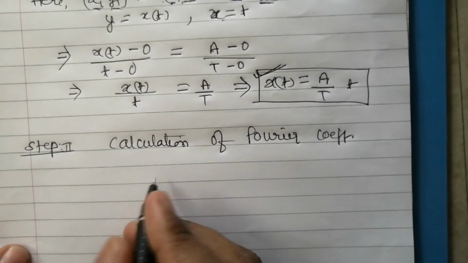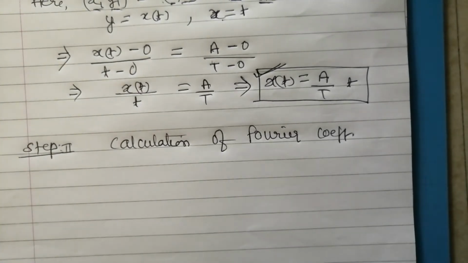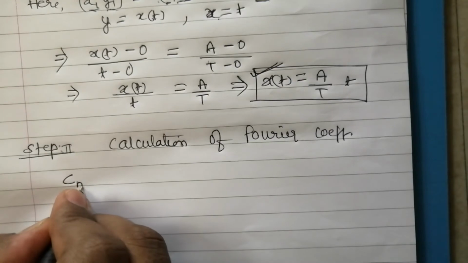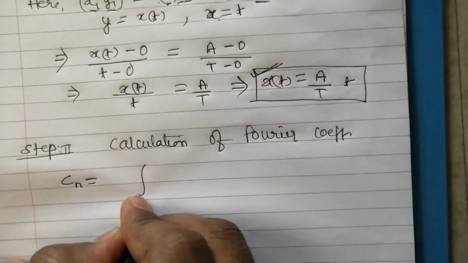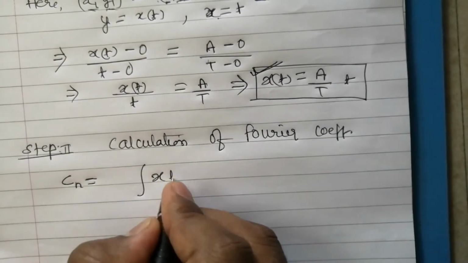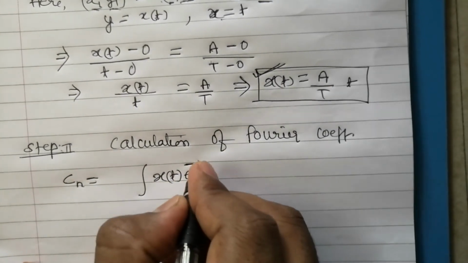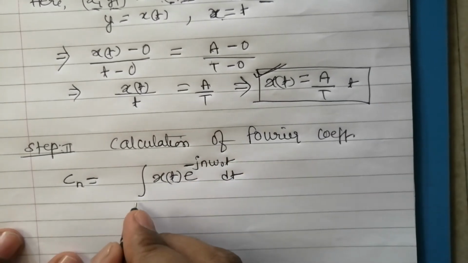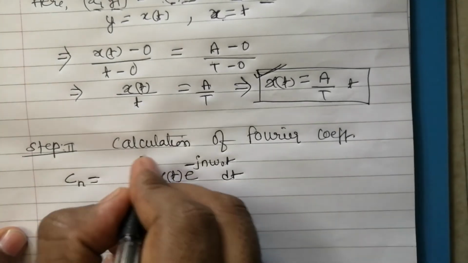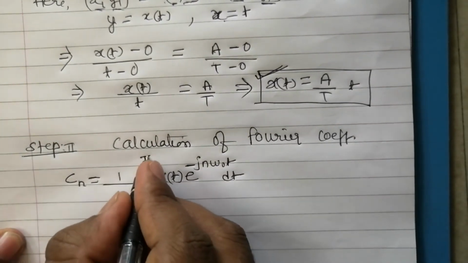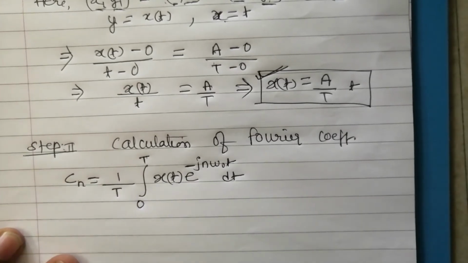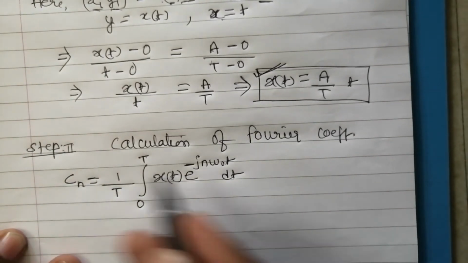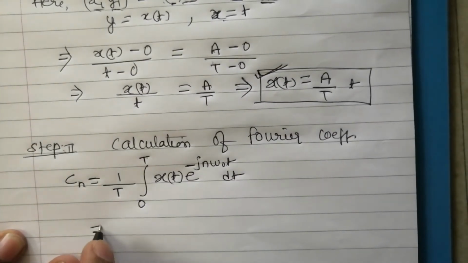Now we are going to find the exponential Fourier series of the given sawtooth waveform. For the exponential Fourier series, what is the Fourier coefficient? That is Cn, and that is calculated by the integration of the given x of t multiplied by e raised to the power minus j n omega naught t with respect to dt, for one time period, that is from 0 to T, and 1 divided by this minus this, that is T. So this way we will calculate our Fourier coefficient.